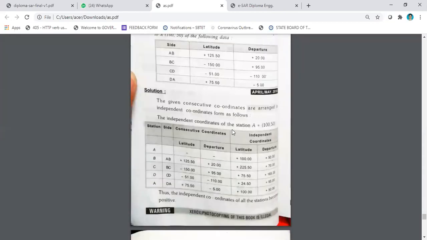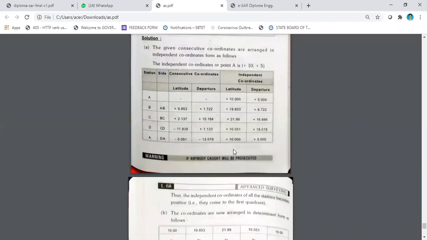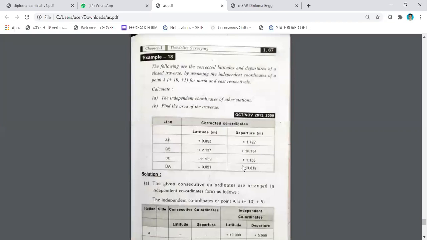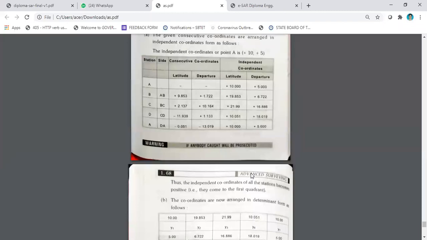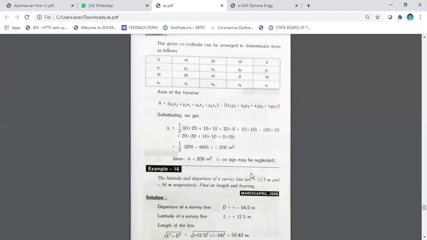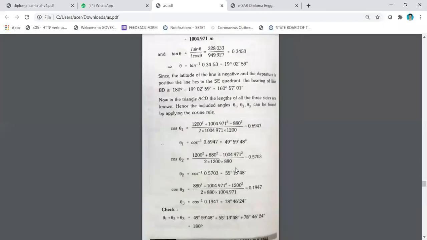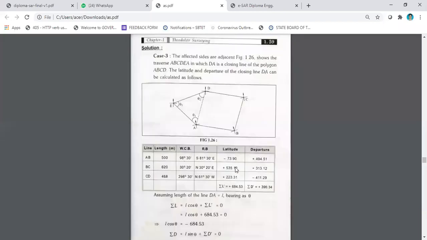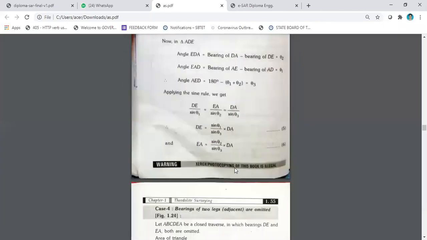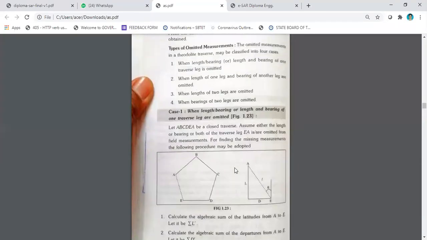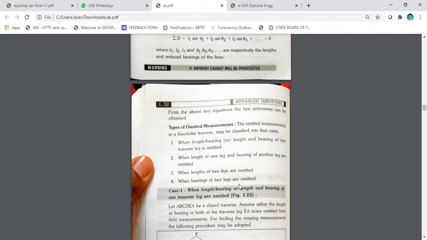Okay. Again, this is independent coordinates, area calculation. I don't have one more problem similar to the case where both lengths are missing. But we'll move on to the fourth and last case in omitted measurements, that is when two bearings are missing. Here, when the bearings of two legs are omitted.